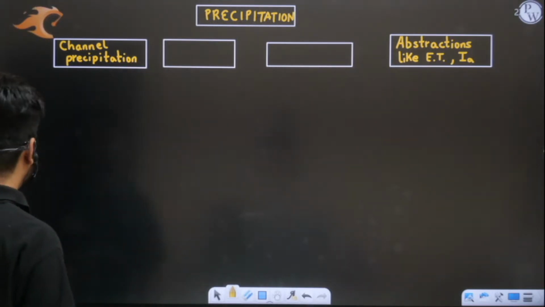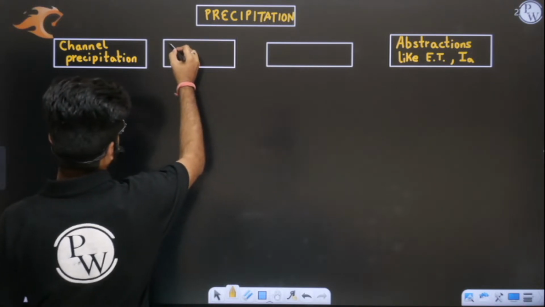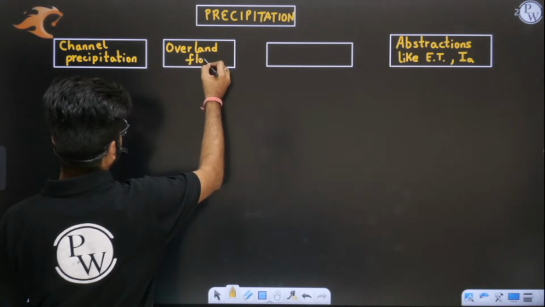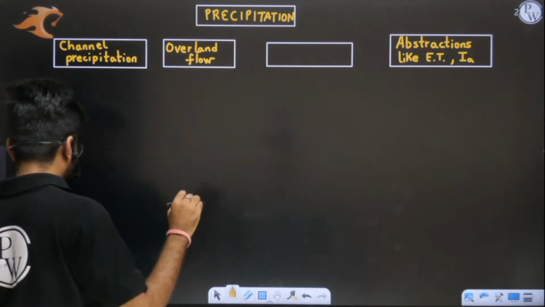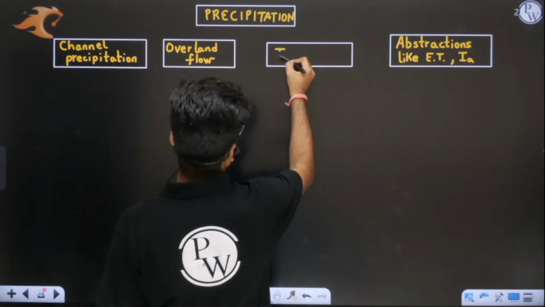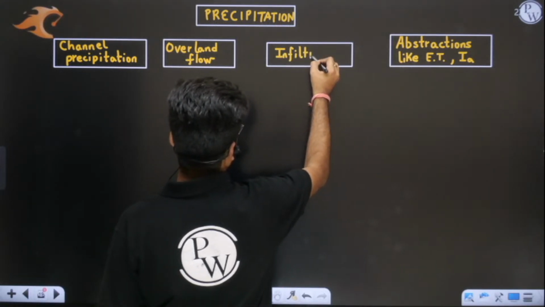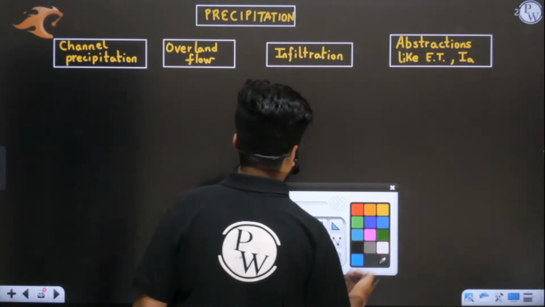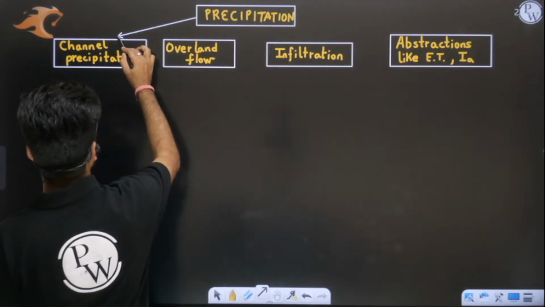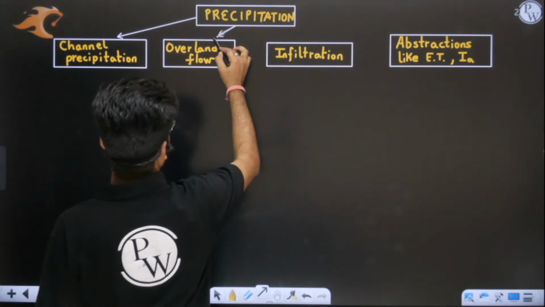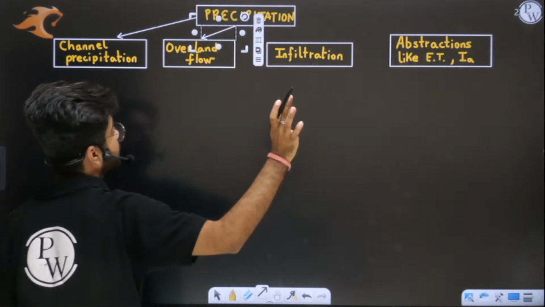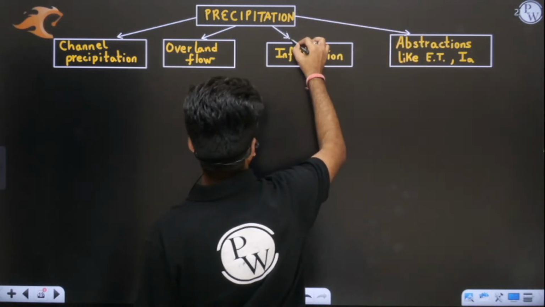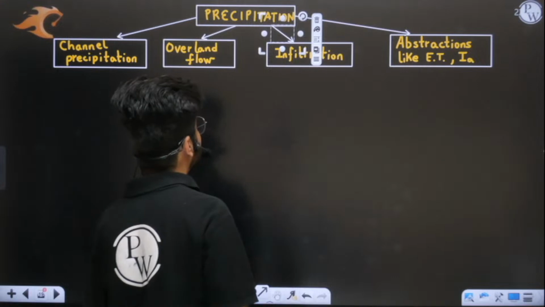Okay, out of that precipitation, some part will directly fall on the channel. Some will join your river through the surface. This is your overland flow, and some will infiltrate. Okay, some water will go inside the earth. So this you need to remember. Understood? This is simple. So channel precipitation will be there, overland flow will be there, then we have abstractions from precipitation, and at last we have infiltration. Okay, so these many components are there.